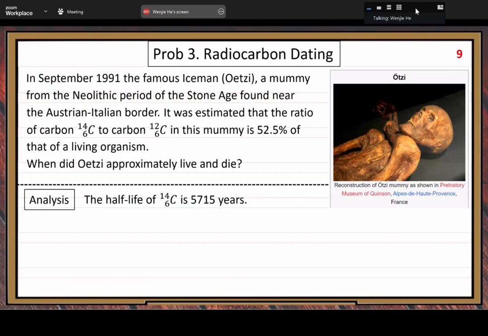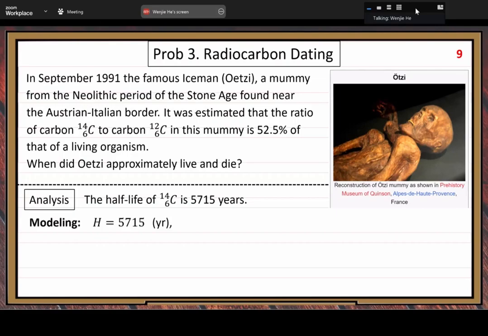Now we have enough information, we can estimate the age of this Iceman mummy. Interesting, right? With the radiocarbon dating technique, we can get a pretty good estimate. Now, let's do it.